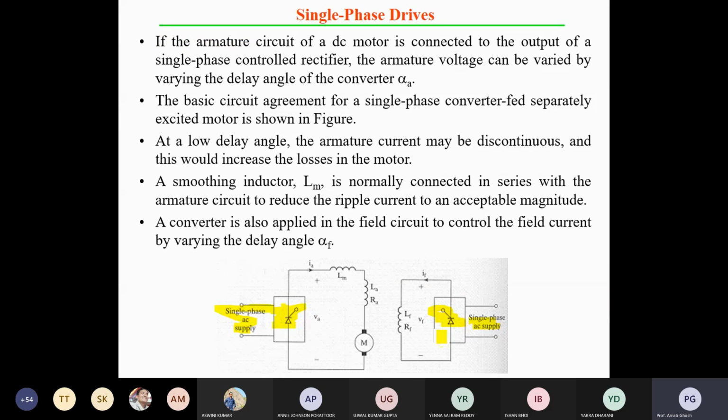So you can change the firing angle of this SCR. You can vary the terminal voltage of the motor as well as the terminal voltage of the field. If the armature circuit of the DC motor is connected to the output of the single phase controlled rectifier, the armature voltage can be varied by varying the delay angle of the converter, that is, you can change alpha A. How would you change the value of alpha A? Firing angle is your alpha.